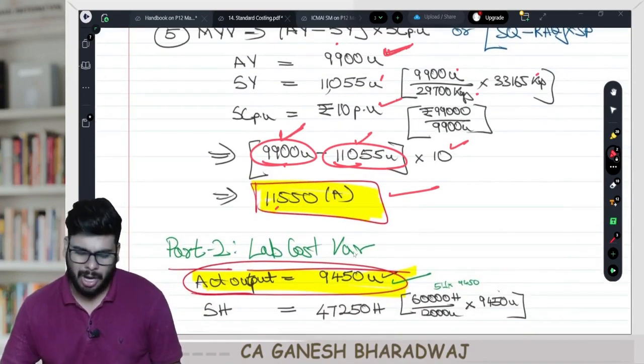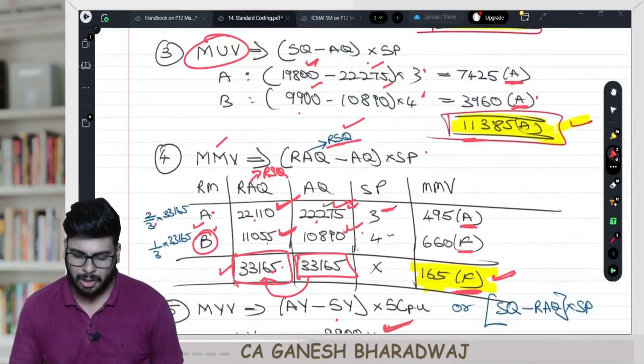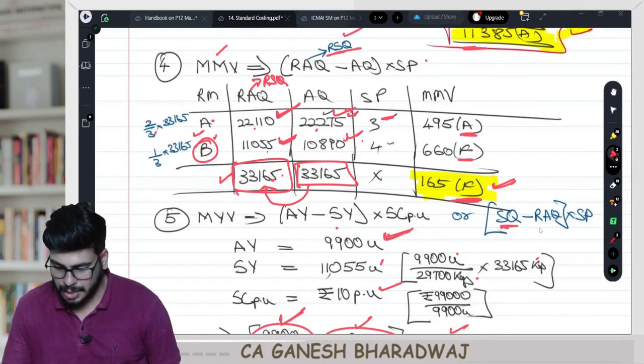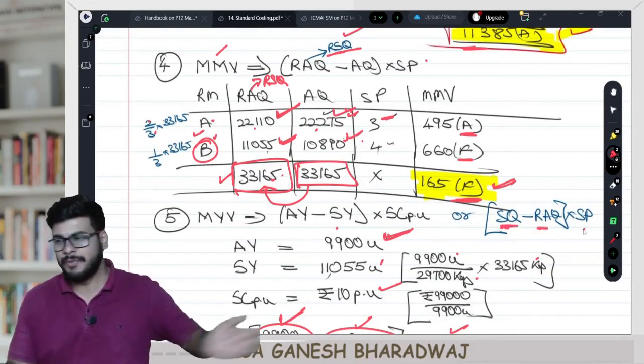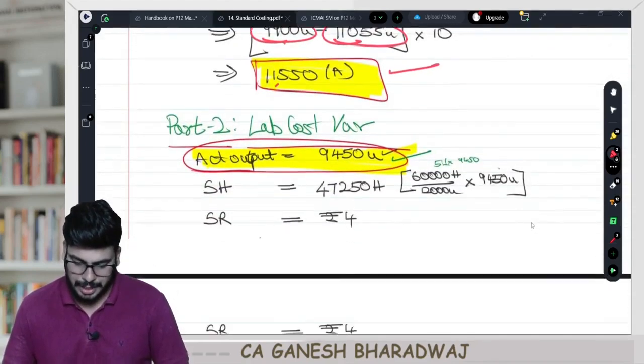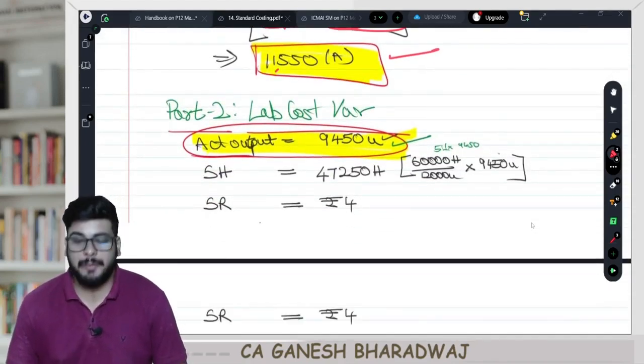Clear with this, guys? You can also use the other formula that we have done, the balancing figure formula: standard quantity minus revised actual quantity into standard price. If you do it that way also, you will arrive at the same figure. Clear with this, guys? Now let's move on to the next one, which is going to be my labor cost variance.